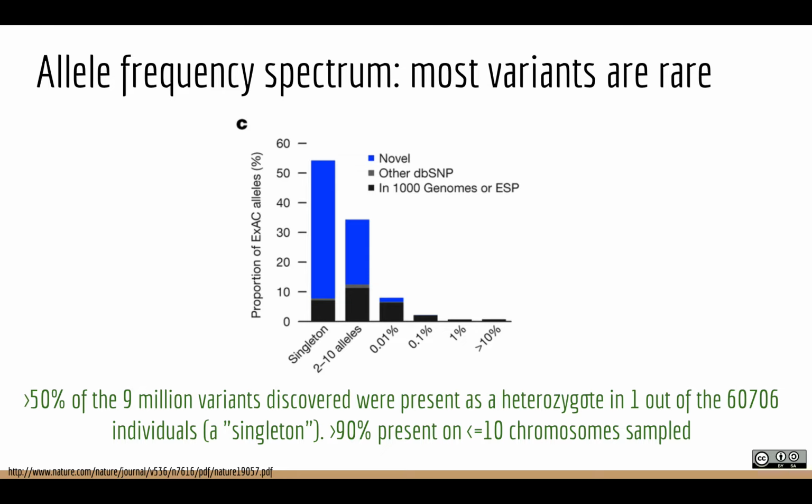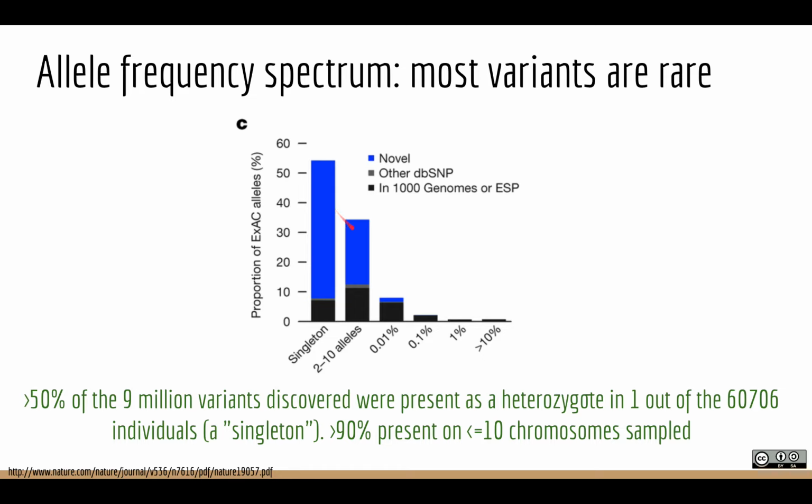So this is the breakdown of the variants that were observed in this EXAC study. 55% of the variants observed were singletons, that is, found as a heterozygote in 1 of 60,706 individuals. Another 35% were found in between 2 and 10 chromosomes, so something like 2 to 10 individuals. So this is super rare stuff, right? If you went out and sequenced another 100 individuals, it's very unlikely that you'd see those variants again because they're so rare in the population.